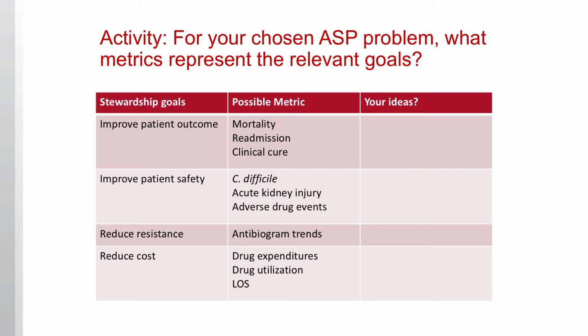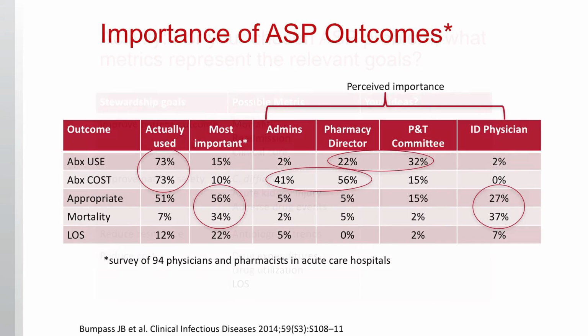I have a larger version of this that says, what are your goals for the year, and then thinking about what are the possible metrics. Are they related to patient outcome, like preventing readmissions, or improving mortality, clinical cure? A lot of you are going to have patient safety goals, like reducing Clostridium difficile, monitoring resistance, watching the cost of antibiotics, which brings up a good point about what do different groups in the hospital care about.